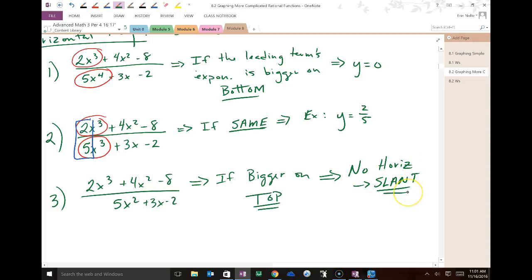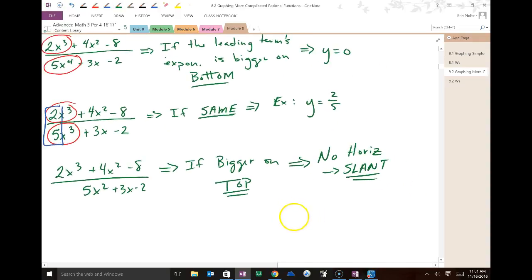And how do I find the equation of the slant asymptote? Do long division. Don't worry, we'll do an example. I'll write this down.